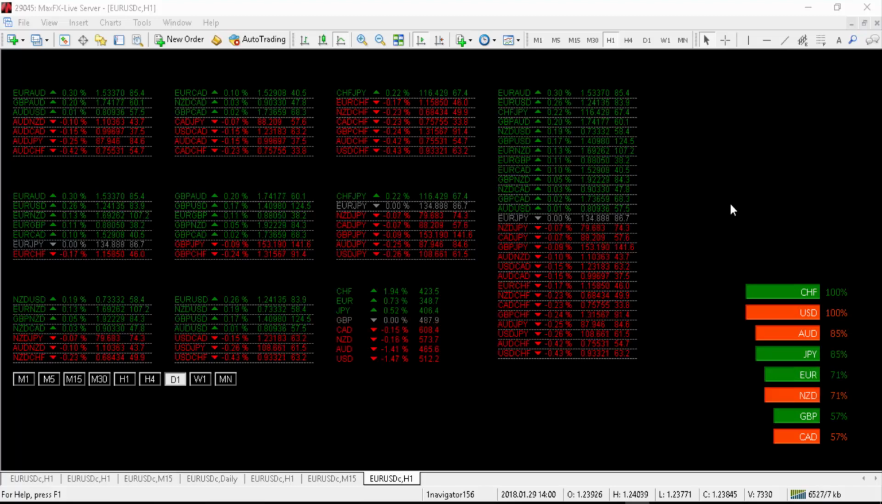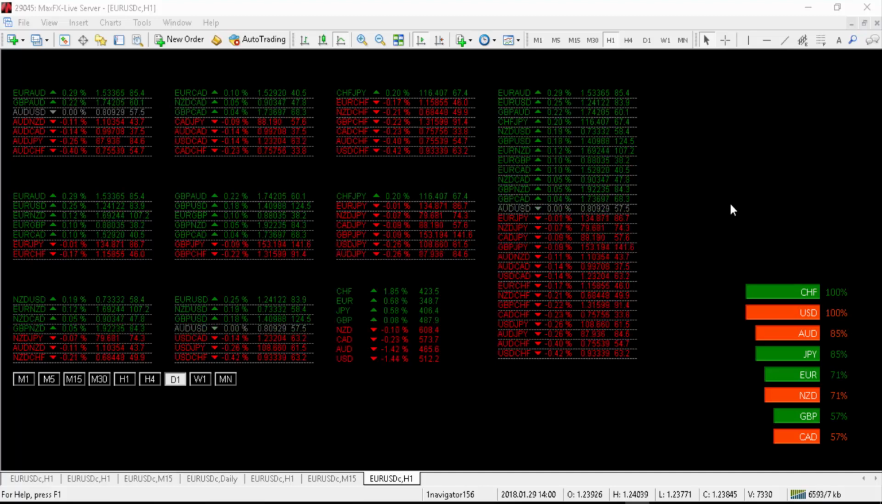And then we have the Canadian dollar down by 0.14%. The New Zealand dollar is losing 0.15%. The Australian dollar is down by 1.38%, and the US dollar is losing 1.41%. The power strength gives us the Swiss franc 100% long and the US dollar 100% short. We have high percentages on the Australian dollar and the yen also, respectively 85% short and 85% long.